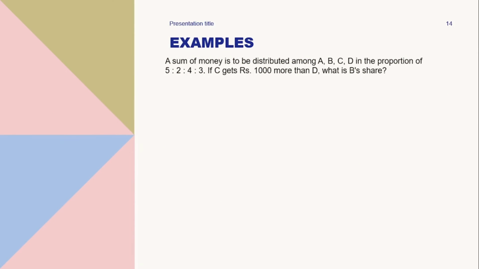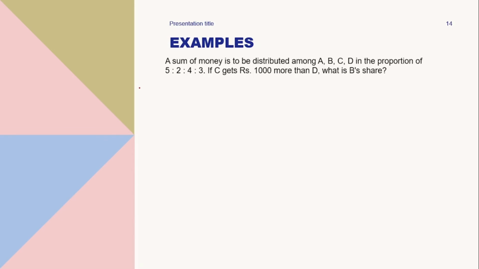It is in front of you that a sum of money is to be distributed among A, B, C and D in the proportion of 5 is to 2 is to 4 is to 3. If C gets rupees 1000 more than D, what is B's share? Okay, it's an interesting sum. Pause the video and try to solve the question, and then come to the solution.